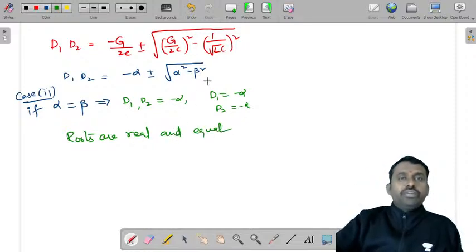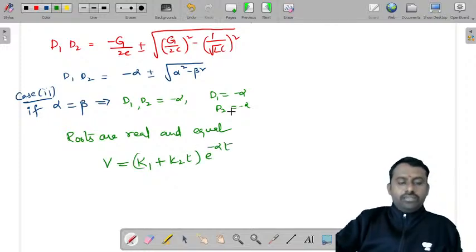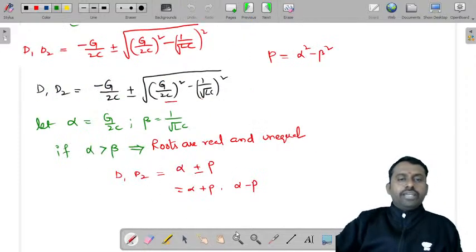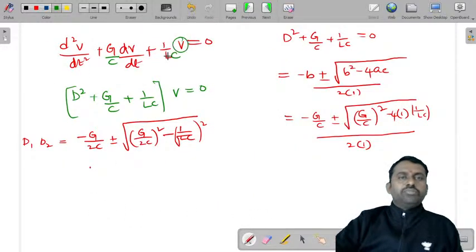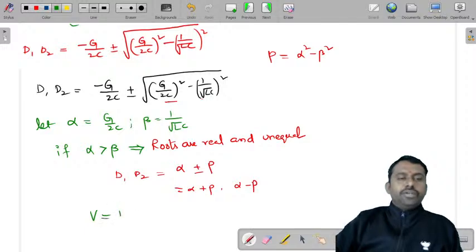So we'll also write the solution. What is the solution? V is equal to K1 plus K2 t into e power minus alpha t. In the previous case also, let's try to write the solution V, because this is a differential equation in terms of V. So we'll write V is equal to K1 into e power minus alpha plus P into t, plus K2 into e power minus alpha minus P into t.